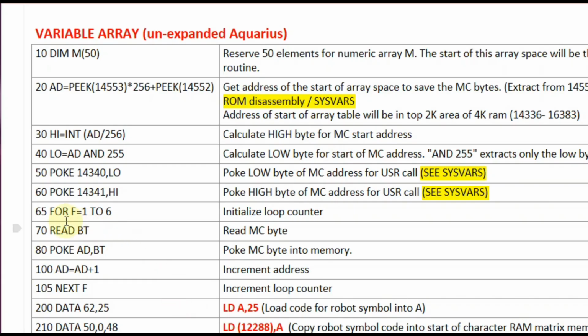So this for next loop that we're setting up here for F equals 1 to 6, first thing it does is it reads a byte of our machine code program and puts it into this variable called BT. Then in our next line 80 here, it pokes that value into our current address for our machine code program, which starts at AD, which we loaded up here in line 20. And then after it pokes it into that address, it increments that address to prepare the computer to load the next machine code byte into the next address. And then it simply cycles through the loop with this next F instruction at line 105.